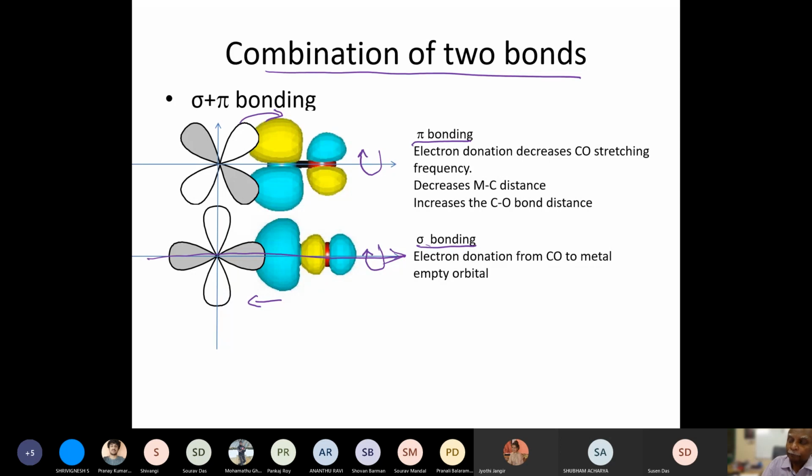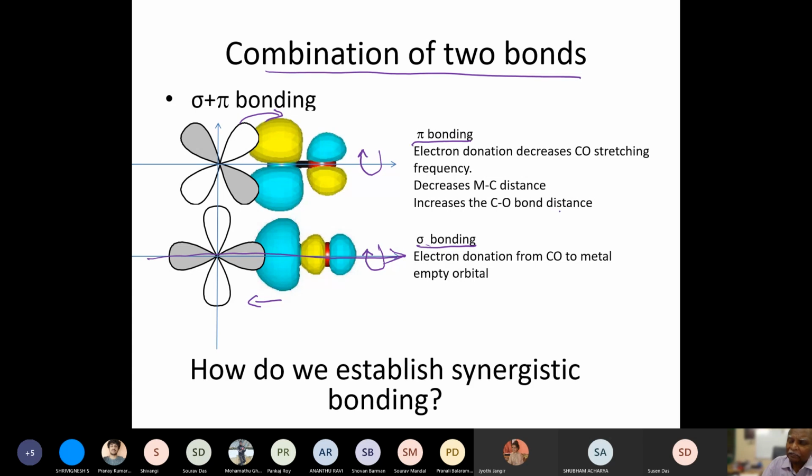Now, I think I've covered everything, but we have learned that it is a combination of two bonds. We have really not established the fact that it is synergistic bonding, and I'm sure you've heard of this term, synergistic bonding. It is intuitively obvious that if one of them is strong, it will strengthen the other also. Why? Because if my sigma bond is strong, my metal carbon bond length will decrease.